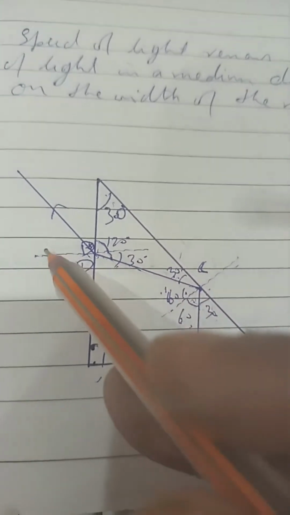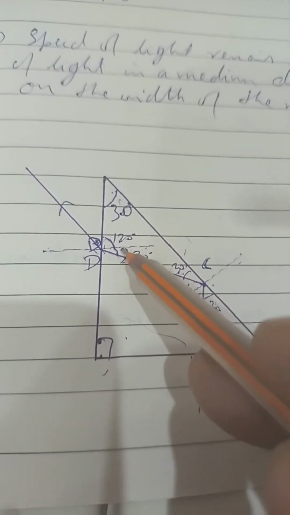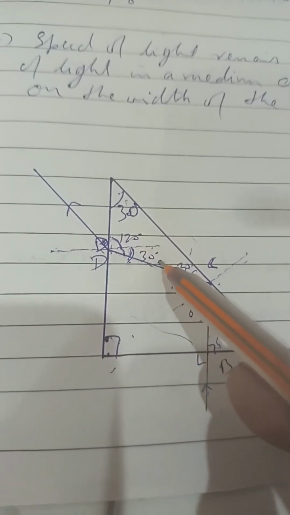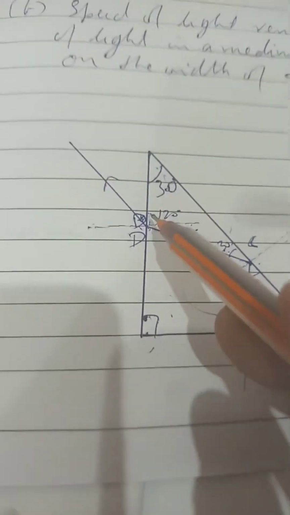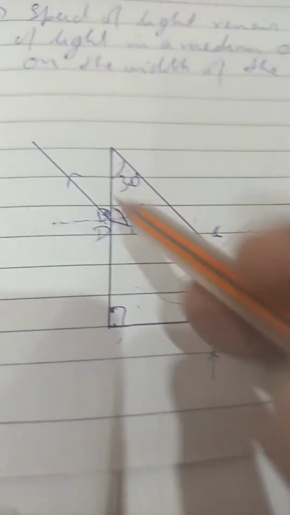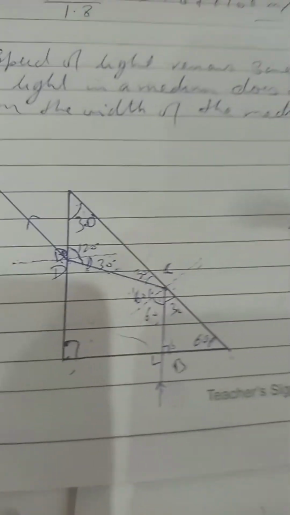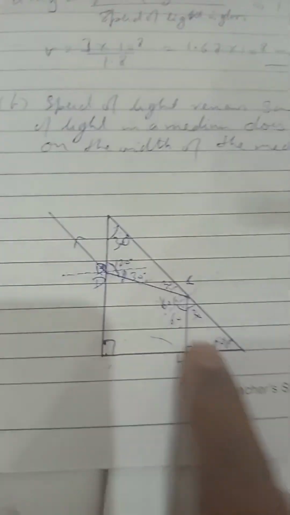Okay. So this is the normal. So the angle of incidence at this surface will be 120 minus 90, that is 30 degrees. And this time 30 is lesser than the critical angle, that is 42 degrees. So what will happen? Light will move out from this surface following the laws of refraction. At this surface refraction will take place. So this type of diagram will be there for this question.